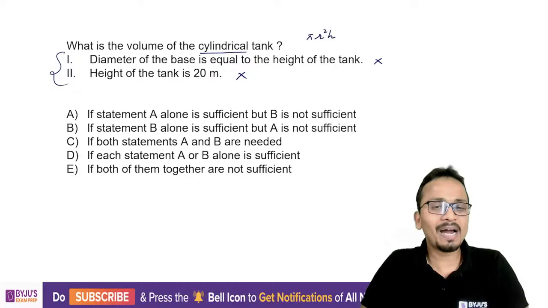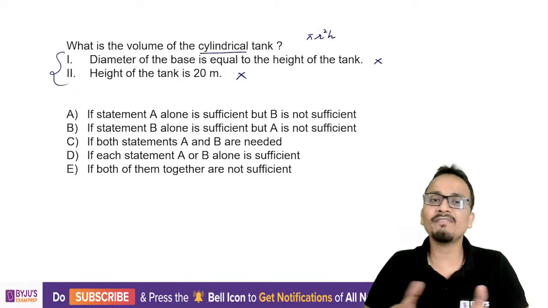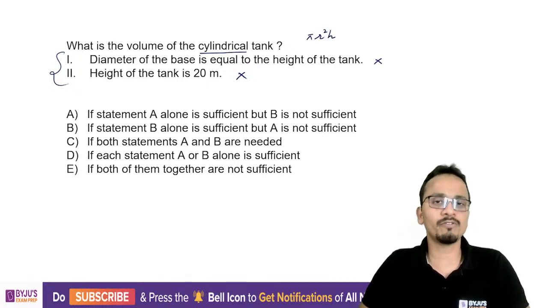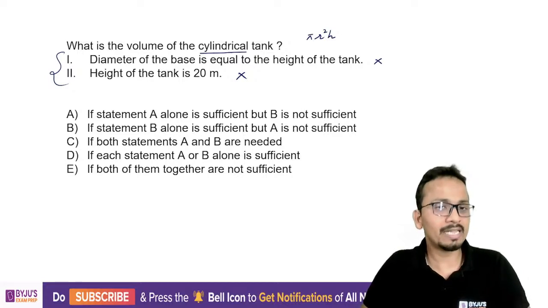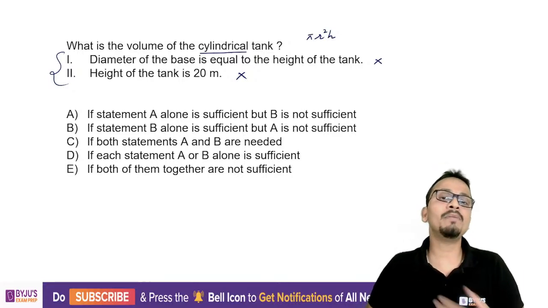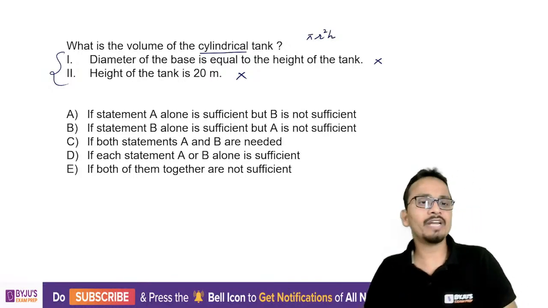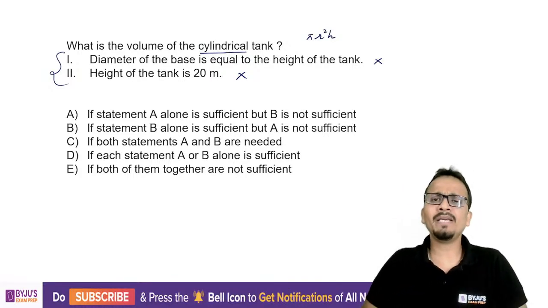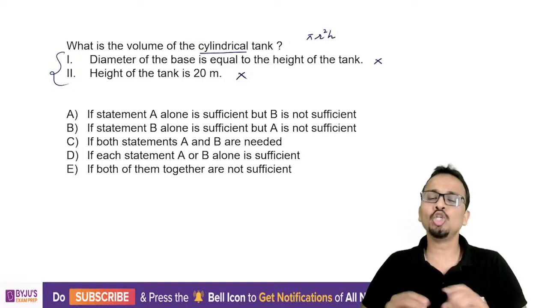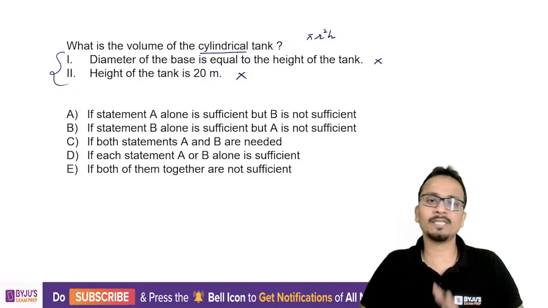Now the beautiful part is you don't have to find the value of the volume of the cylinder. You just have to tell them if you will be able to get the answer or not. So yes, if I have the value of radius and height, I will be able to find the volume of the cylinder. No need to do any calculations in this case.